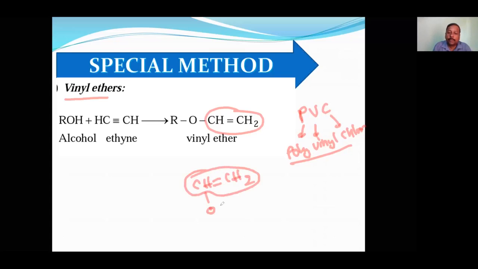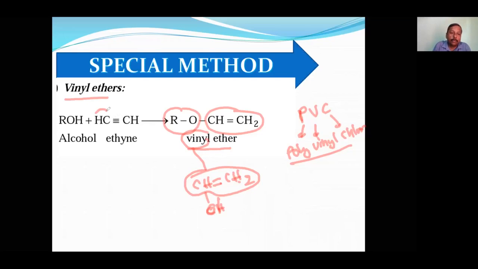Suppose if I write OH, then it will be vinyl alcohol. If I write chlorine, then it will be called vinyl chloride. If I substitute OR in this, then it will be called vinyl ether. Understood? This group, CH double bond CH2, is called vinyl. Whoever you are substituting, that will be the name added: vinyl chloride, vinyl ether, vinyl alcohol.